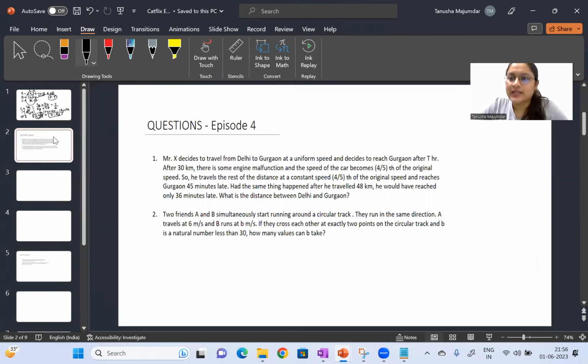So today's questions are on time, speed, and distance. Your first question is, Mr. X decides to travel from Delhi to Gurgaon at a uniform speed and decides to reach Gurgaon after T hours. After 30 kilometers, there is some engine malfunction and the speed of the car becomes 4/5 of the original speed. So he travels the rest of the distance at a constant speed, that is 4/5 of the original speed, and reaches Gurgaon 45 minutes late. Had the same thing happened after he traveled 48 kilometers, he would have reached only 36 minutes late. What is the distance between Delhi and Gurgaon?